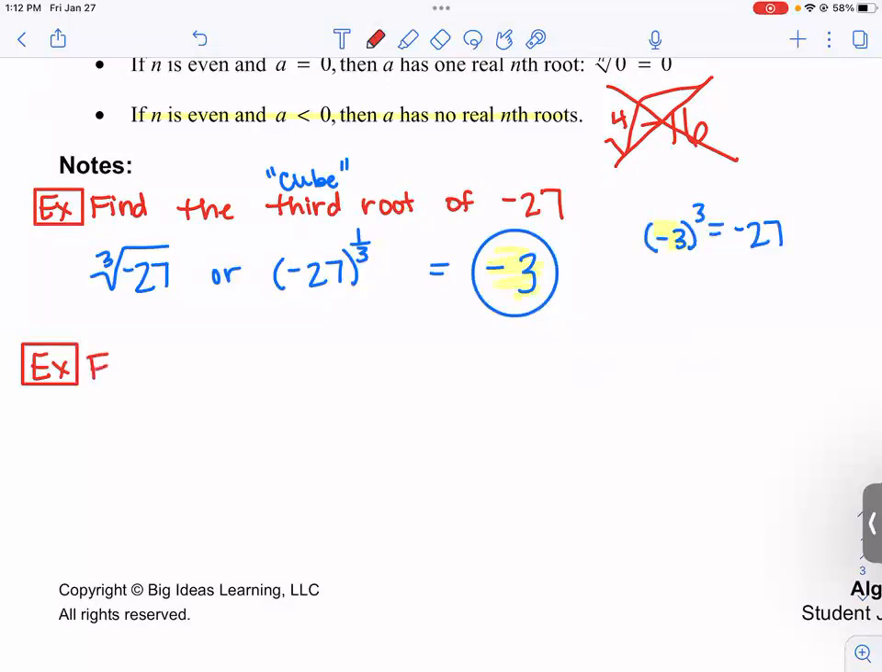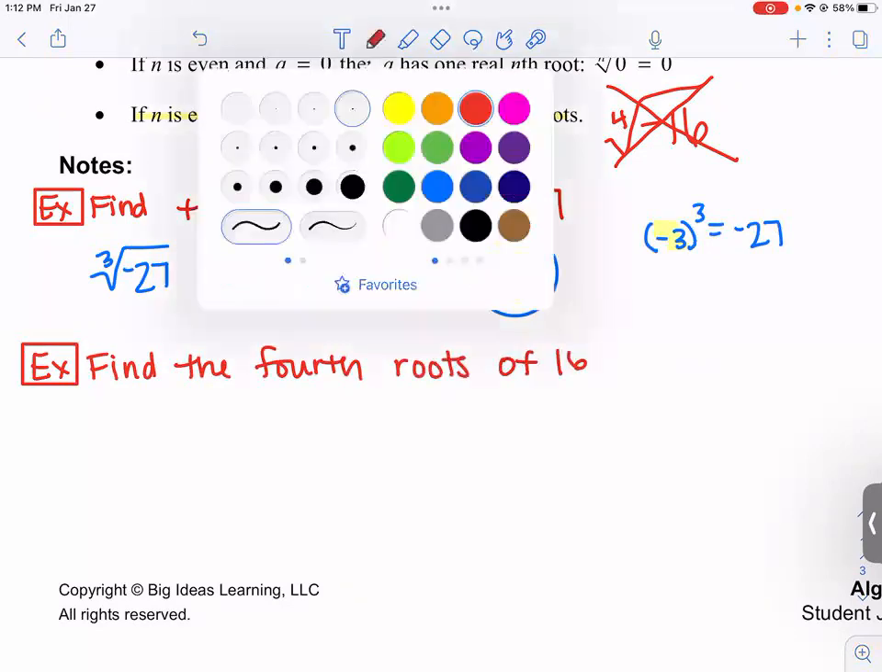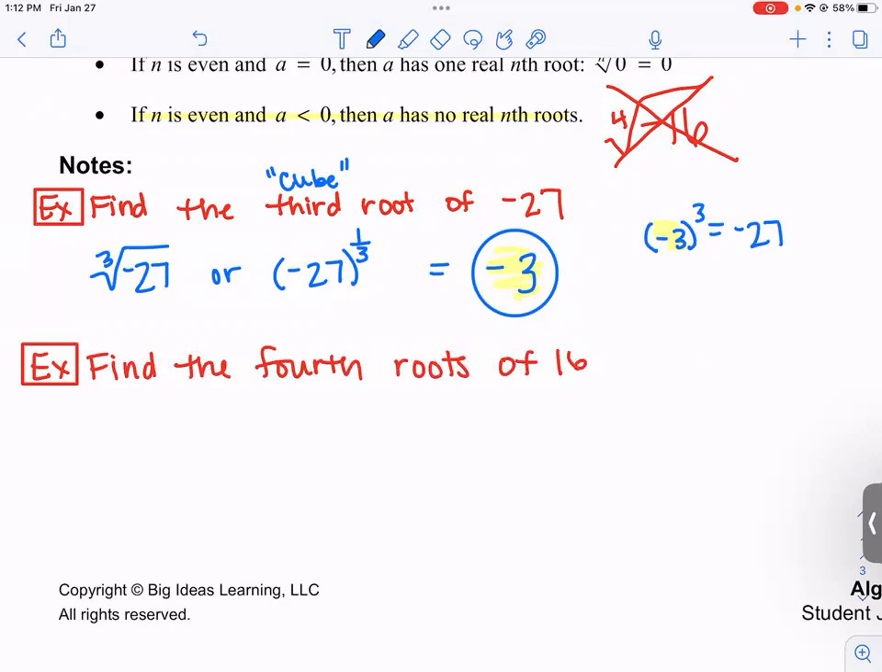What if I ask you to find the fourth roots of 16? 4. Nope. Okay. 4 times 4, which would be 2. No, it would be 2, but 2 numbers times. Okay, so I'm asking you for the fourth root of 16.